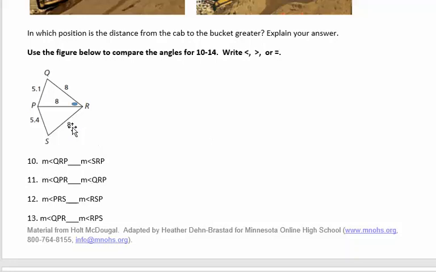So you're comparing the measure of angle QRP with the measure of angle SRP. SRP is down here, S to R to P. So that angle is this angle. We're comparing it to this one. I turned that one orange. So you're comparing the blue angle to the orange angle. And you can tell if it's greater or less than or equal by the length of the side that it is opposite, using the Hinge theorem.